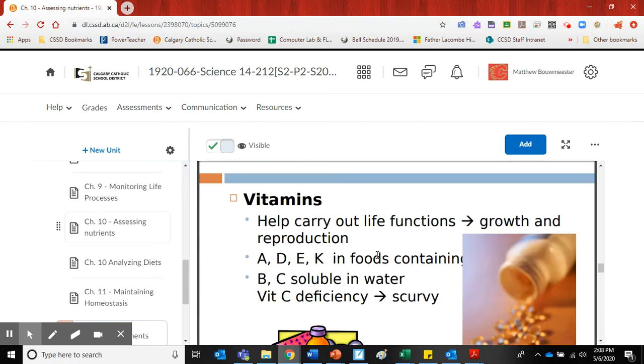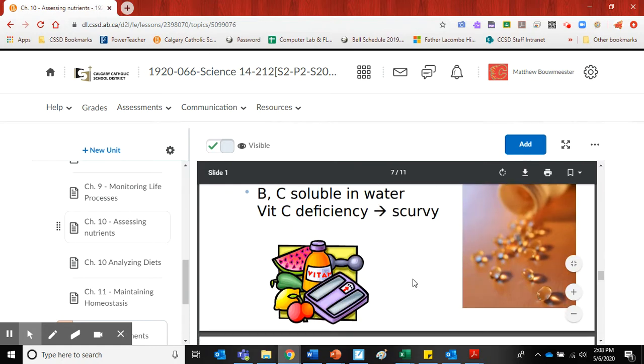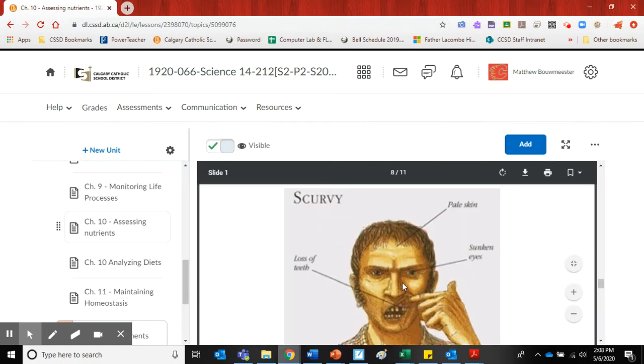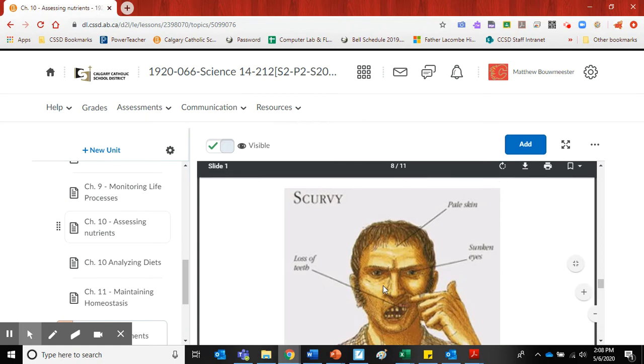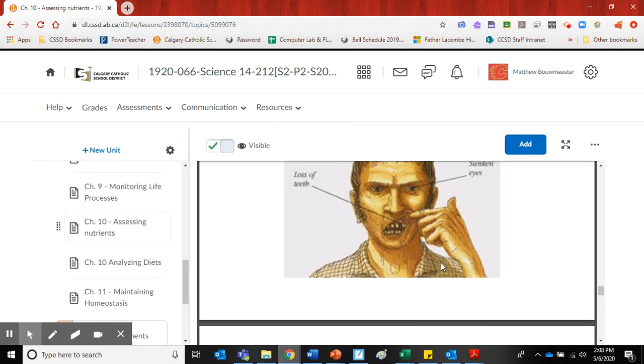Then we also have vitamins. And these are kind of the vital minerals or the little vital pieces of building blocks that we need in our body to help carry out life functions. And so different things like vitamin C help prevent something called scurvy. And this is what people used to get way, way back when. And it looked like they had sunken in eyes, pale skin, loss of teeth, but they just needed to mix in some vitamin C with their diet. But that's hard to do when you're sailing on an ocean 200 years ago and you don't have fresh fruit.